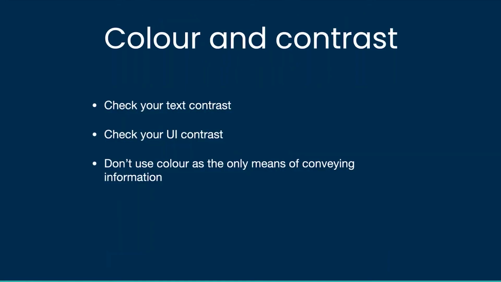So just to recap, color and contrast. Check your text contrast, so use one of those tools that are online. I'll put a link in Slack later. Also, you've got to make sure you check your UI contrast, so for stuff that's interactive, and make sure you don't rely on color as the only means of conveying information.